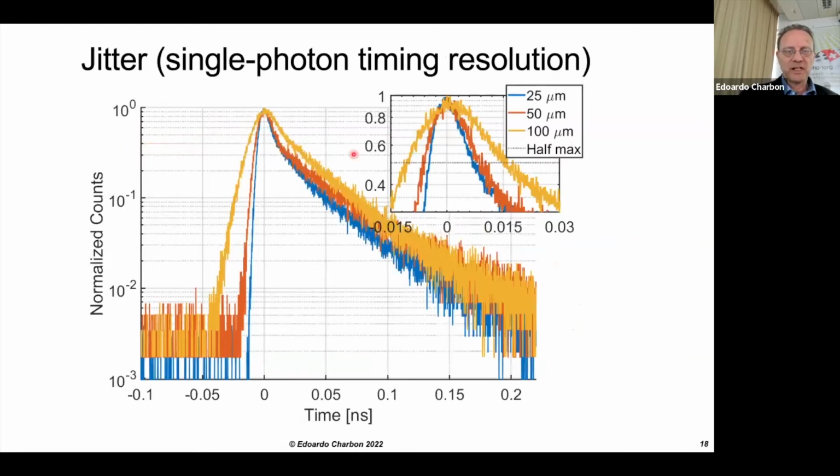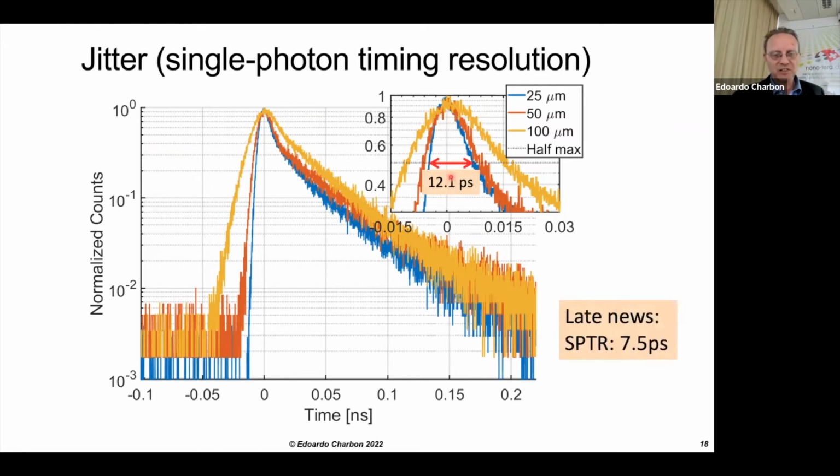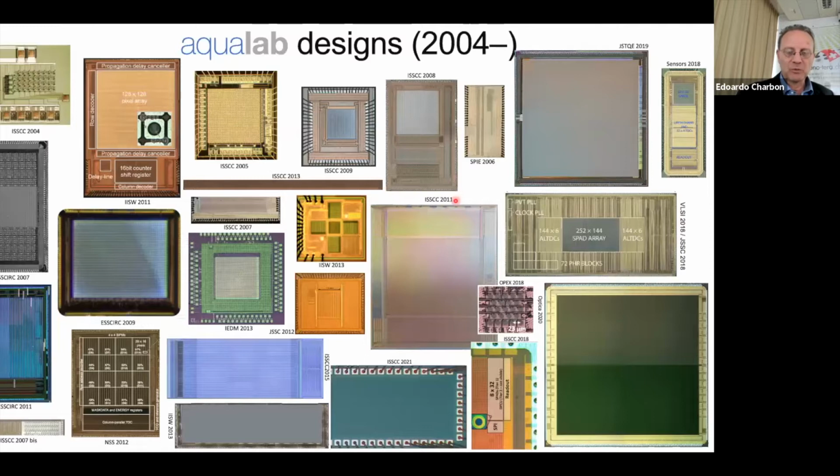This is a response that you can see on the detector that shows that the jitter, even though the detector is relatively large, can achieve a minimum of 12, or even recently 7.5 picoseconds. SPTR stands for single photon temporal resolution. So fine, but what can you do with it?